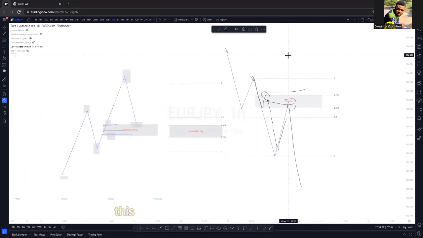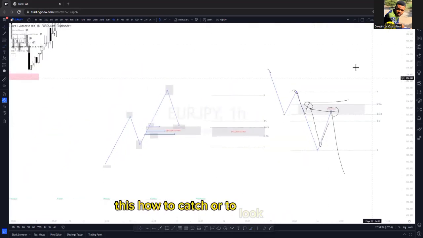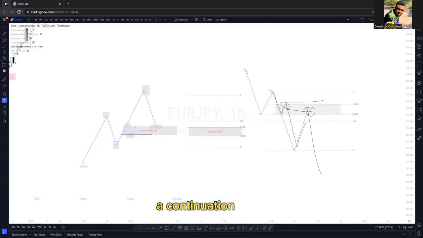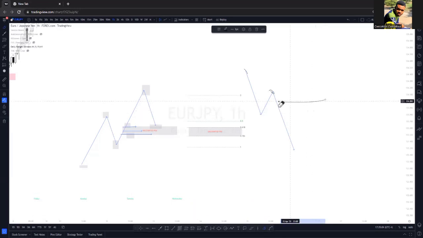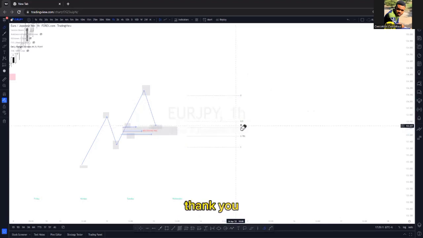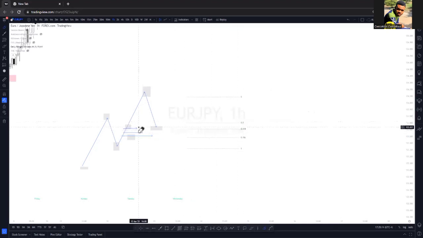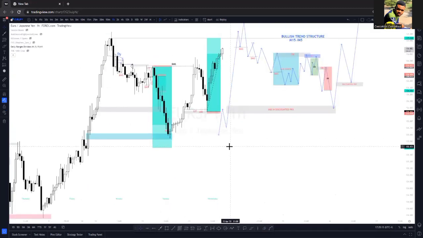So basically this is how to look for a continuation trade or a reversal trade or any other setup. This is how to look for your point of interest in the market. Okay. So let's move to the chart and let me show you guys an example.